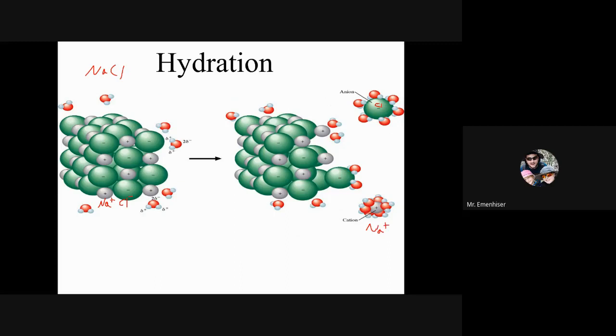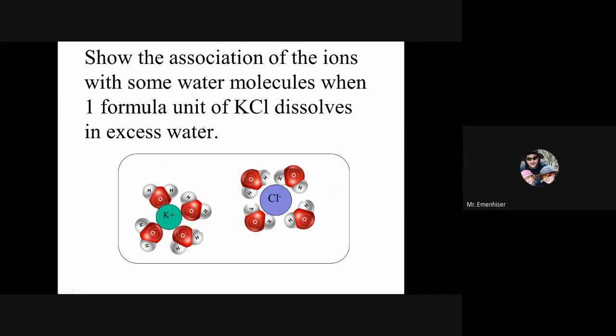We need to be able to draw these pictures showing water attacking these ions. This is pretty common. This is commonly seen on the AP test, drawing these pictures. This shows the association of the ions. So this is how they're arranged.